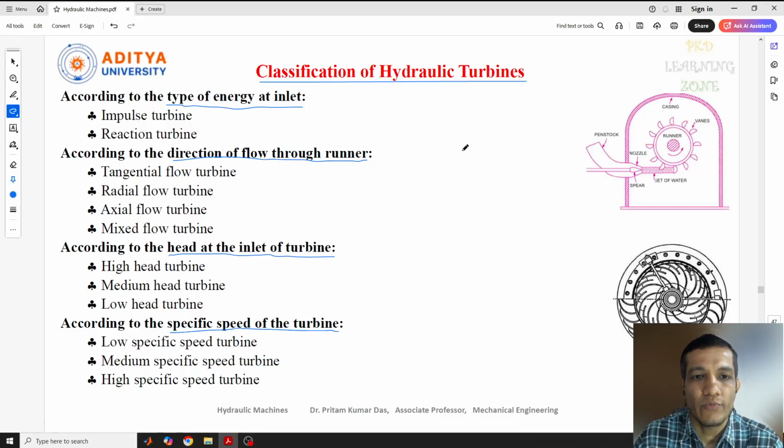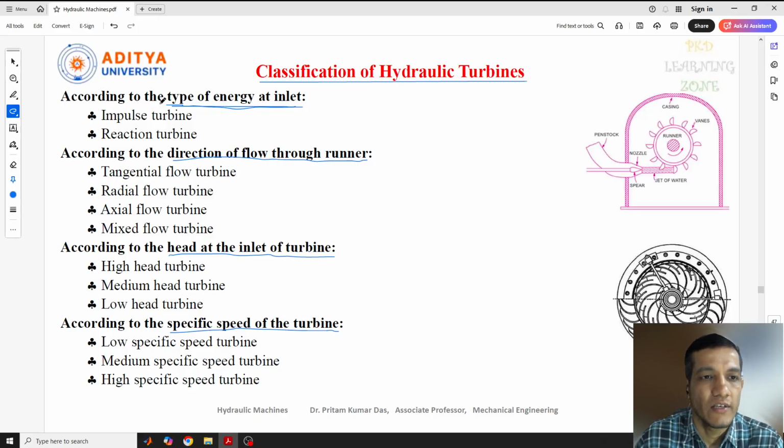So in previous classes we have seen the head of turbines and the working principle of hydroelectric power plants. Okay, so many things we have discussed in our previous lectures. Now we'll see different types of turbines. As I told you, the hydraulic turbines are divided based on categories like energy at the inlet.